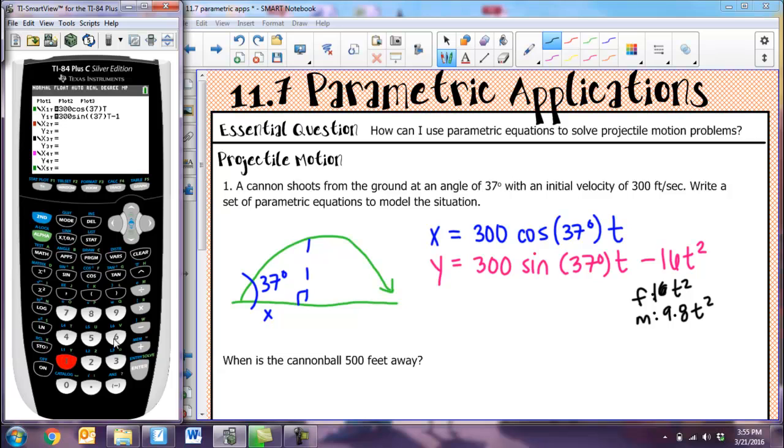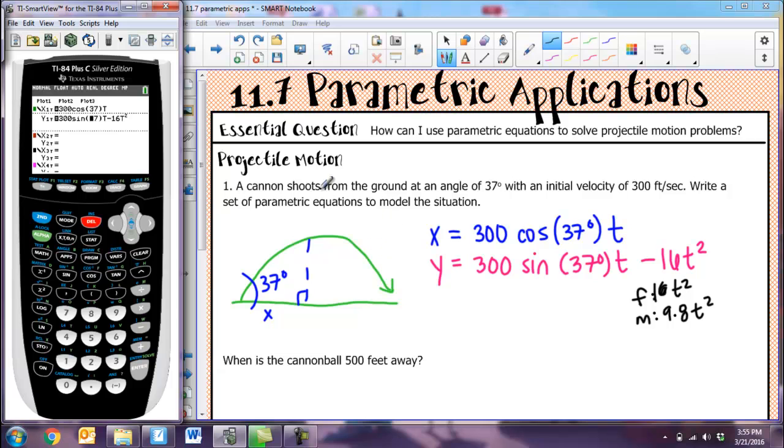And then don't forget your minus 16t squared. It looks like I have an extra parenthesis in there, and it's going to get upset at me. Well, there we go. Okay, and so now I could look at the graph of this situation.